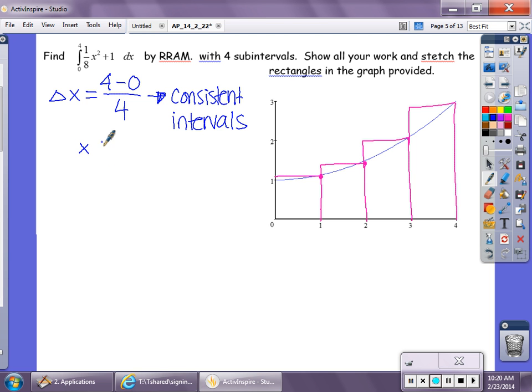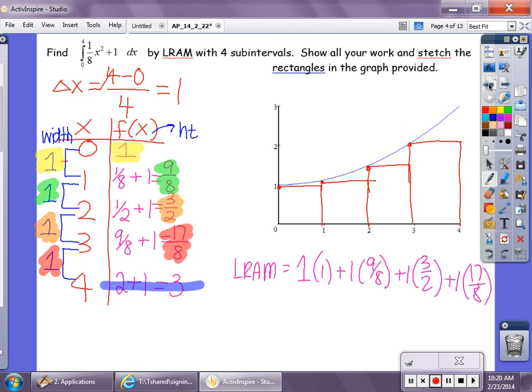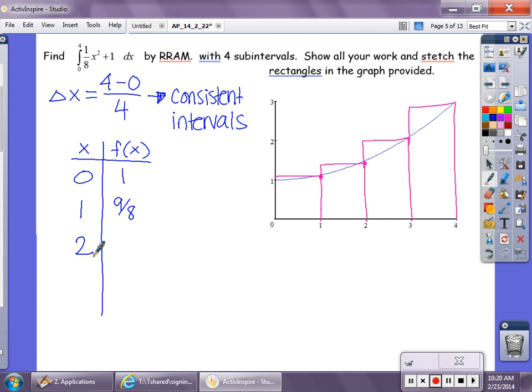So again, I'm just going to rewrite those values from before. I believe 0 was 1. 1 was 9/8. I'm going to have to go back and look real quick. 9/8, 3/2, 17/8. And then the last one I believe was 3.